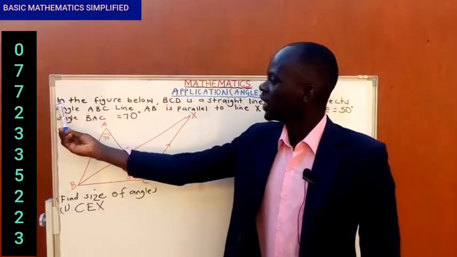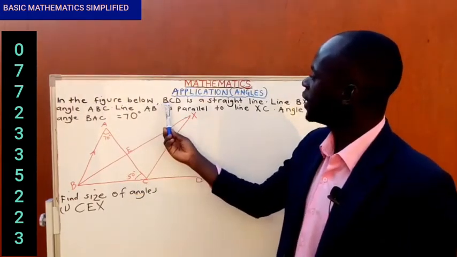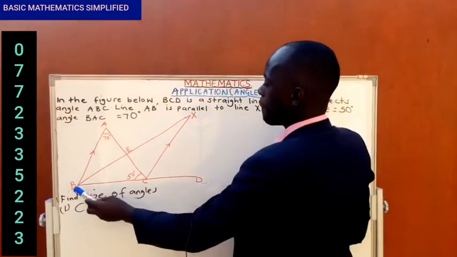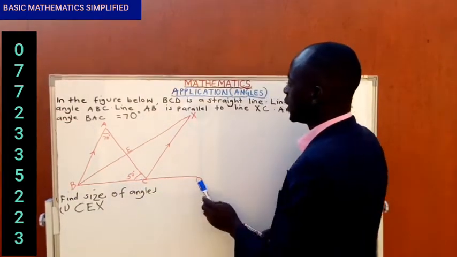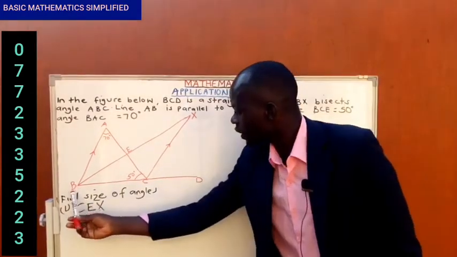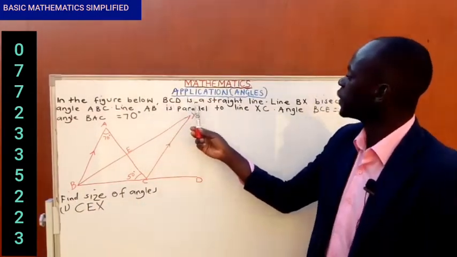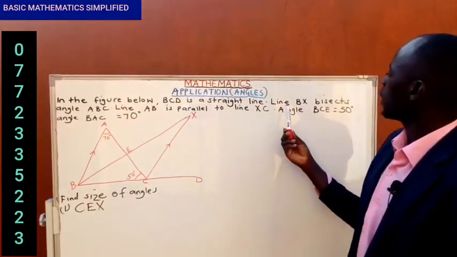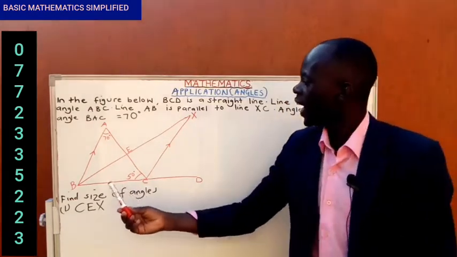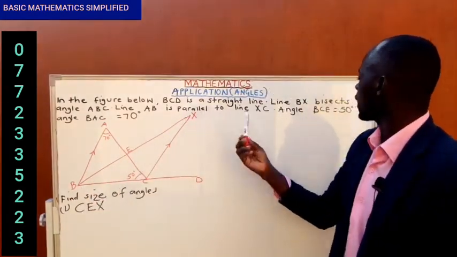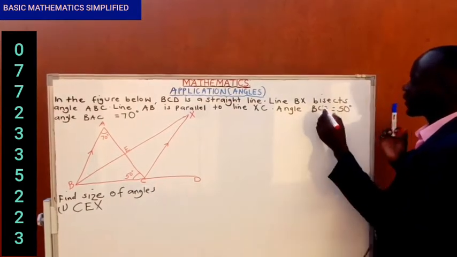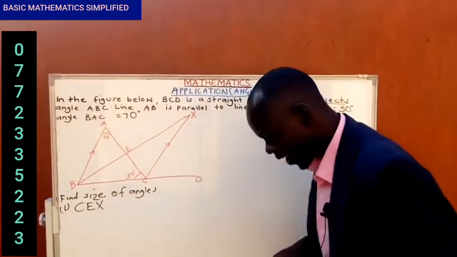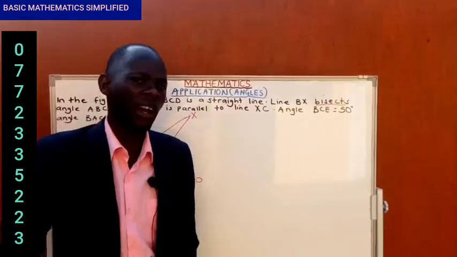Now, in the figure below, BCD, yes, we are moving as we are demonstrating it here. In the figure below, BCD is a straight line. You can see from here to here is a straight line. Line BX bisects. I hope that one should be very clear in our ears.